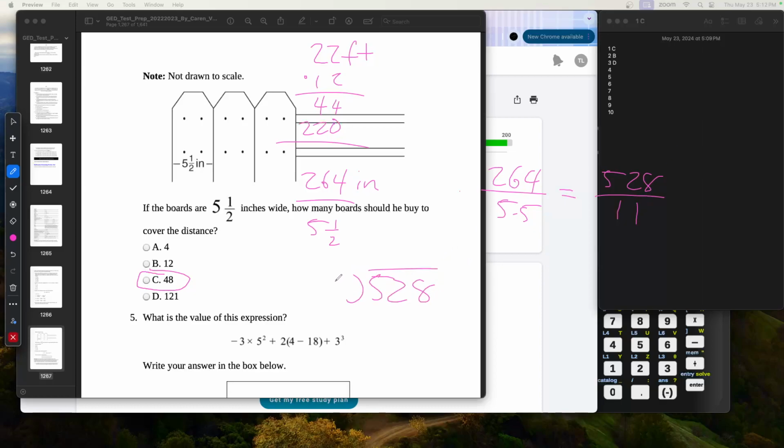528 divided by 11. So how many times does 11 go into 52? Well, that's going to be 4. How do I know that? Well, 5 times 11 is 55. That's too much. So it's going to be 4 for 44. Do the subtraction here. That's 8. Drop the 8. How many times does 11 go into 88? Well, exactly 8 times.